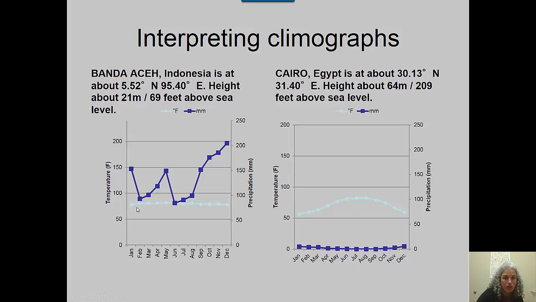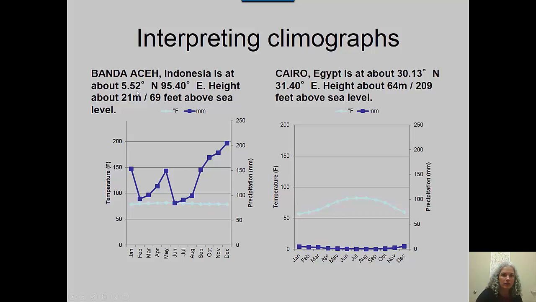What I see is extremely consistent temperatures, relatively high, and consistent temperatures in Banda Aceh. Looks like it's always 75 or 80 degrees. At low latitude, the seasons don't have as big of impact. The amount of solar radiation doesn't change that much at those low latitudes, so we would expect the temperature to stay the same. The other thing that I see here is really high amounts of precipitation, up to 200 millimeters a month in the month of December, which is what we would expect to see.